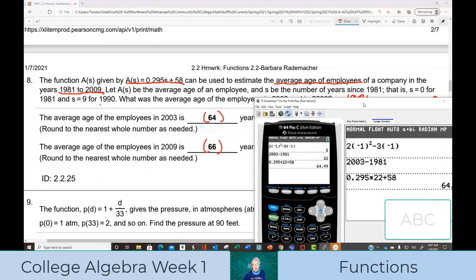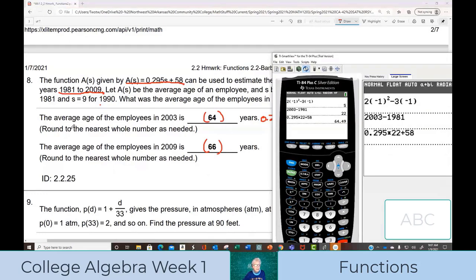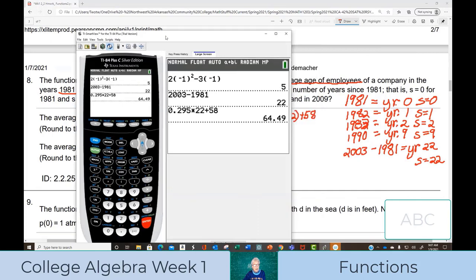How did they get 64? Because there are instructions here also. You have to be sure to read those instructions or you'll get the problem wrong. If I had answered 64.49 and put that into my math lab, it would have said I was wrong. And why would I have been wrong? Because I didn't read the other instructions. There are instructions usually in two different places in my math lab. You have them on top, which are the general instructions, and then you have them underneath each answer box. So round to the nearest whole number as needed. You're going to have to round.